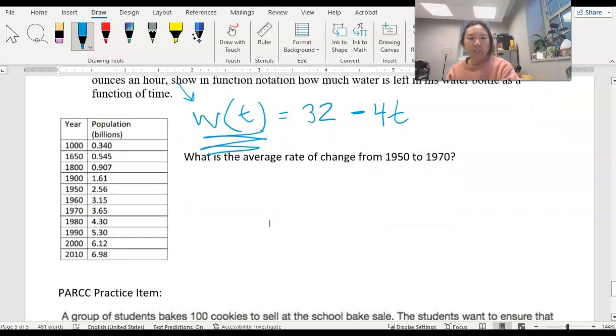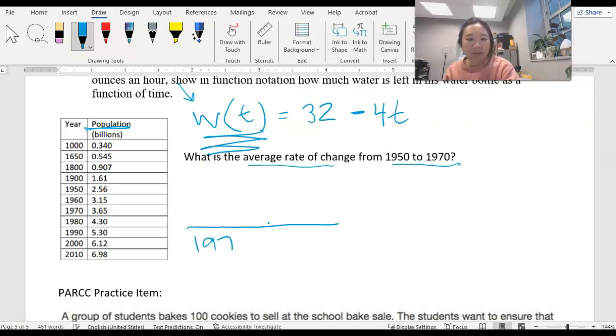What is the average rate of change from 1950 to 1970? So this is a practice with average rate of change. When you see this, you automatically should know you're creating a ratio here of something to time. In this case, it's population in billions to time.